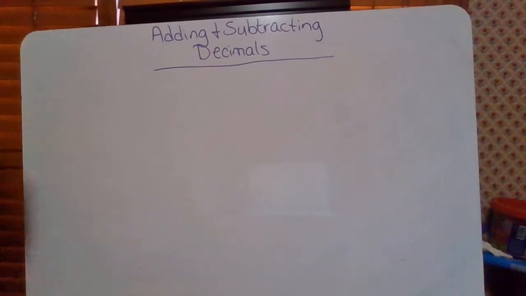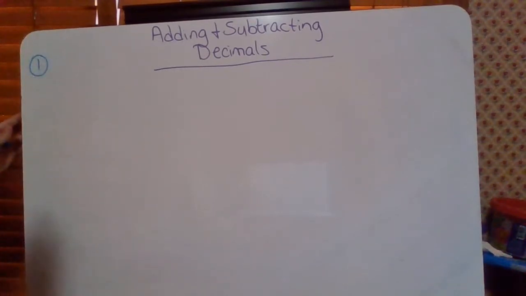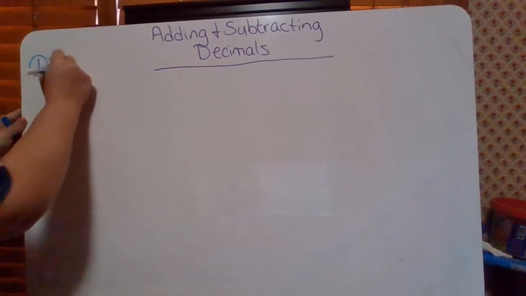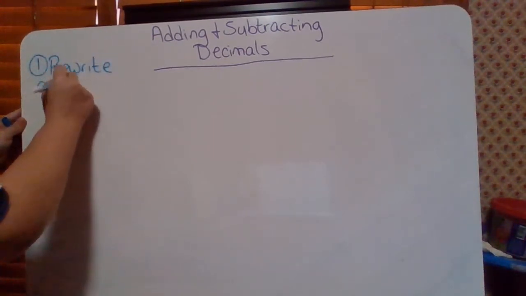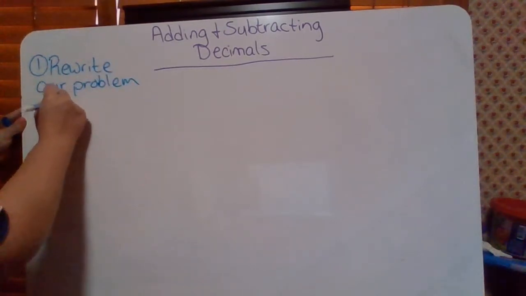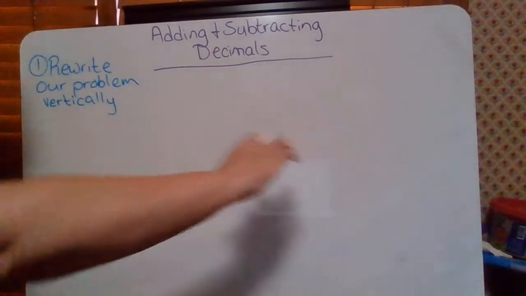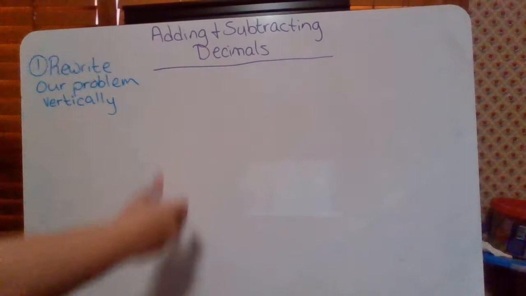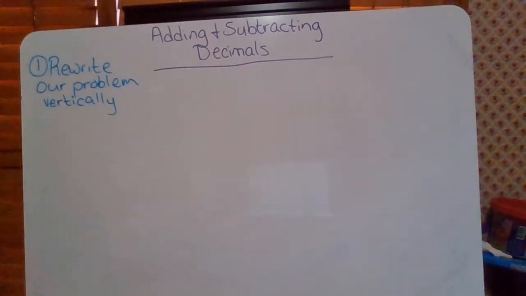All right. There are a few things you need to remember when we are adding and subtracting decimals. The first thing is we will always rewrite our problem vertically. Okay, so a lot of times they'll give it to us out horizontally, but we're going to rewrite it vertically. Okay, that's the first thing we're going to do.